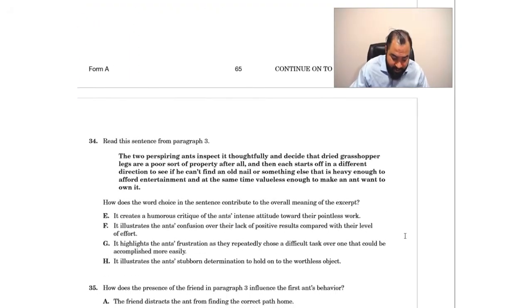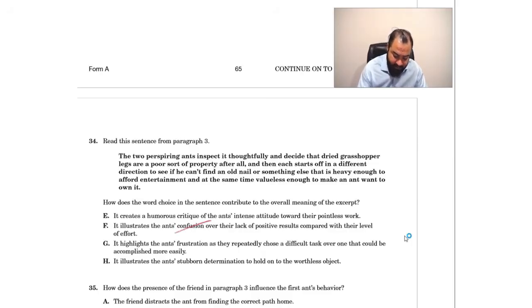So now it says, read this sentence, paragraph 3. "The two perspiring ants inspected thoughtfully and decided that the grasshopper's legs are poor," sort of thing. So how does this work? "It creates a humorous critique of the ants' intense attitude toward their pointless work." Maybe it illustrates ants' confusion over their lack of positive results.